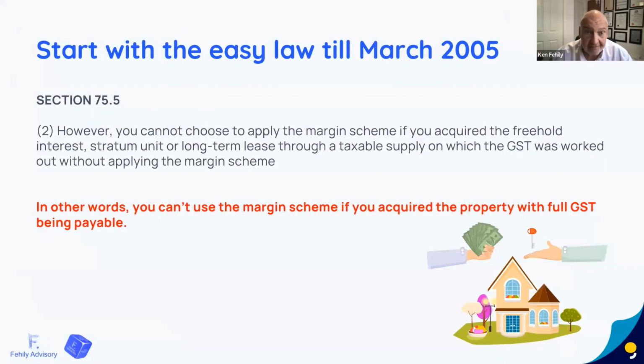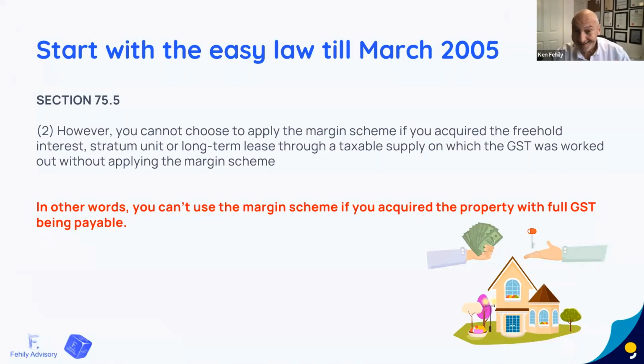This is section 75. Now, this is the law that applies. This is the law that applied till March 2005, and then we're going to go after. And even before March 2005, you cannot choose to use the margin scheme if you acquired a freehold interest, strata title, or long-term lease through a taxable supply on which the GST was worked out without using the margin scheme. So if I sold it to you as input taxed, this doesn't apply. If I sold it to you out of scope, private sale, this doesn't apply. The only time before March 2005 that you couldn't use it is if I sold it to you as a taxable supply that didn't use the margin scheme. You were prohibited.